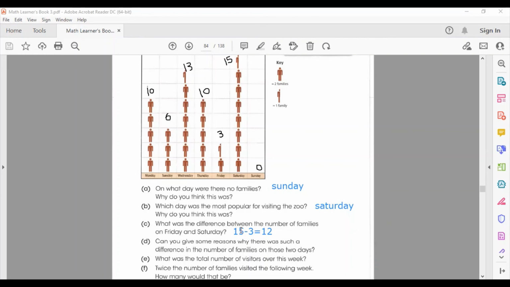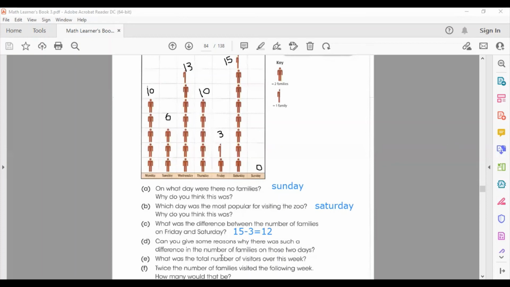On Friday it is a working day, not a public holiday. So the children are in school, and the parents or people are at their jobs. So on Friday only 3 families, but on Saturday it is a public holiday. So that's the reason the number of people is different on these 2 days.